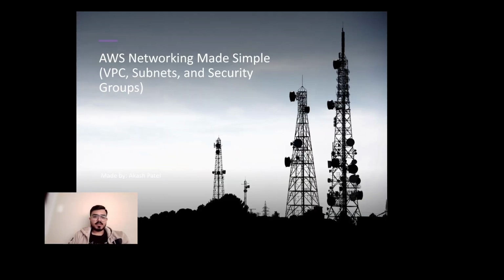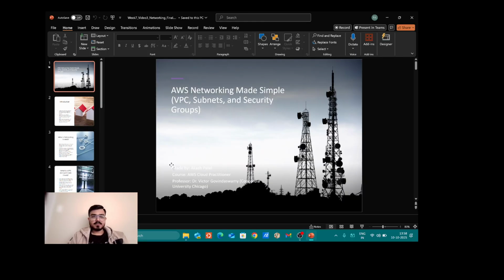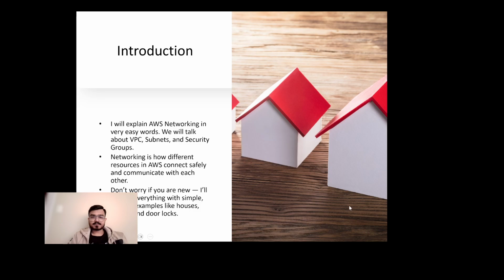In today's video, we are going to learn about networking in AWS, a topic that sounds a little scary at first, but don't worry, I will explain it in very simple words and with simple real life examples. So let's start with the introduction. We will talk about AWS Virtual Private Cloud, subnets, and security groups. Three important things that make AWS safe and organized. So grab a notebook if you like, and let's start learning cloud networking step by step.